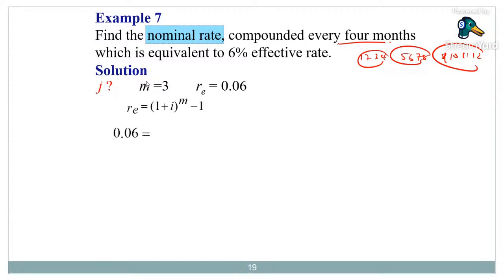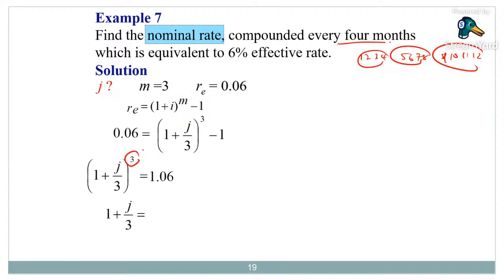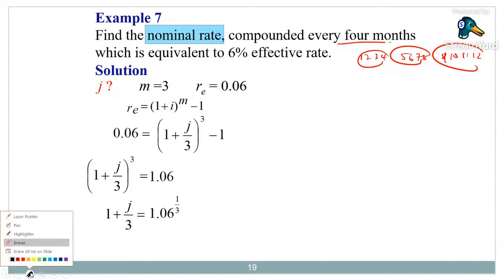So RE 0.06 equal to 1 plus I. I kita ni J over M lah. So 1 plus J over 3 all to the power of 3 minus 1. So nak dapatkan J sekarang ni, kita rearrange dia, so dia akan jadi 1.06, 0.06 plus 1 kan. So 1.06 and then this power 3 akan jadi power of 1/3 on the right side lah. Dia akan jadi punca kuasa 3 ataupun kuasa 1/3. So dalam kalkulator kalau macam kuasa 4 dia akan jadi punca kuasa 4 ataupun kuasa 1/4. So kita guna pecahan lagi senang nak masukkan dalam kalkulator tu.